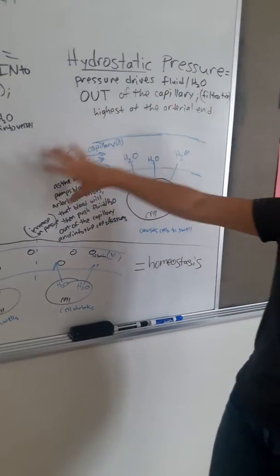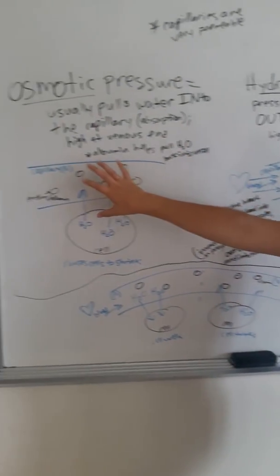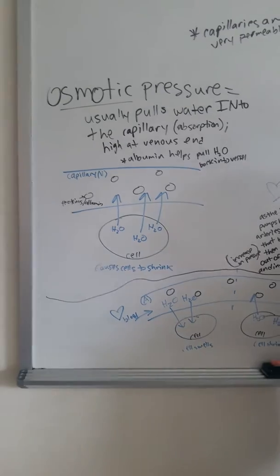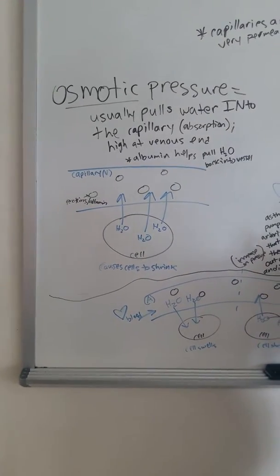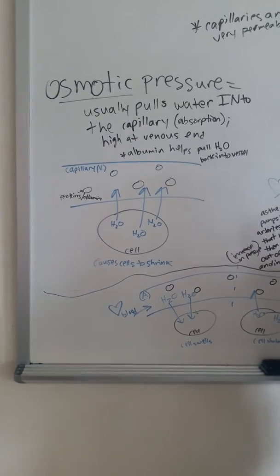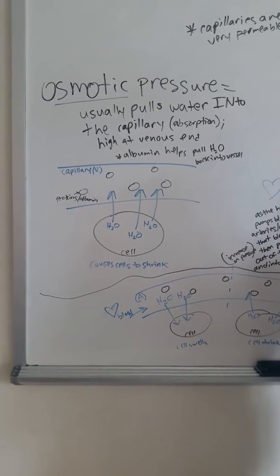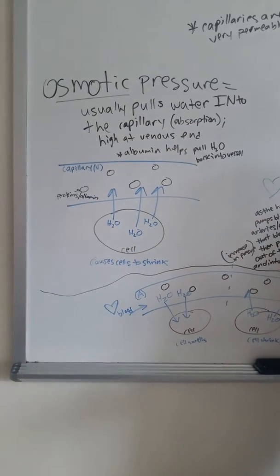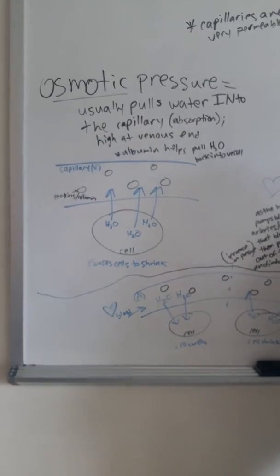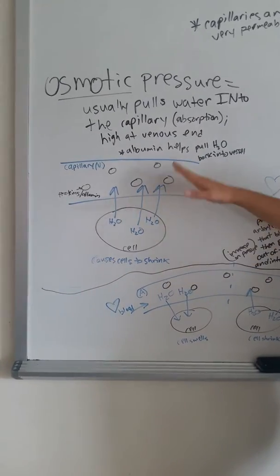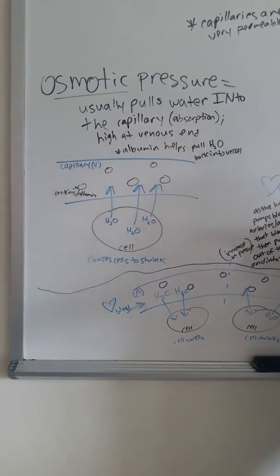And then osmotic pressure, over here, osmotic pressure occurs more at the venous end of the capillary, sorry. So it pulls the water back into the capillary. Higher at the venous end. And these black particles, they're like albumin, or there could be proteins. Albumin is just an example. Albumin helps pull the water back into the blood vessel.